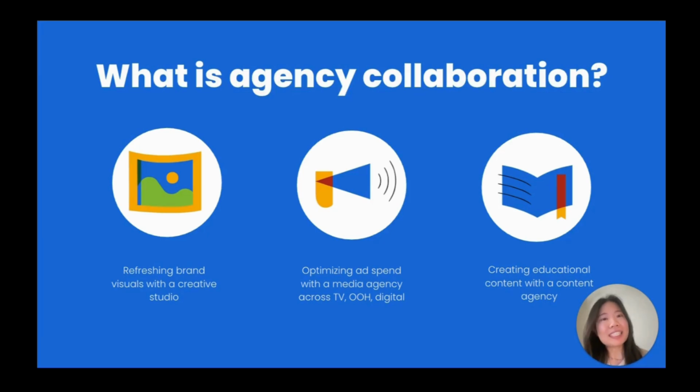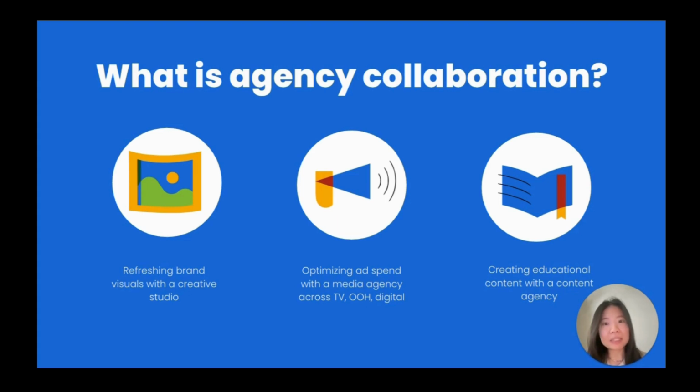Before we jump to the demo, let's quickly talk about what we mean by agency collaboration. Marketing teams often work with external partners, like creative studios, media agencies, or content shops to help get work out the door. These partners can help fill gaps in time, skills, or capacity. But without a shared system to track deliverables, things can get a little messy. Briefs might lack detail, feedback rounds take longer than they should, and timelines get fuzzy.